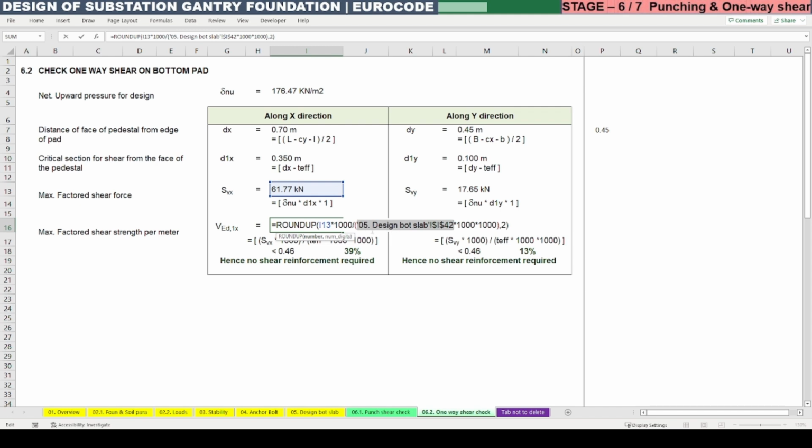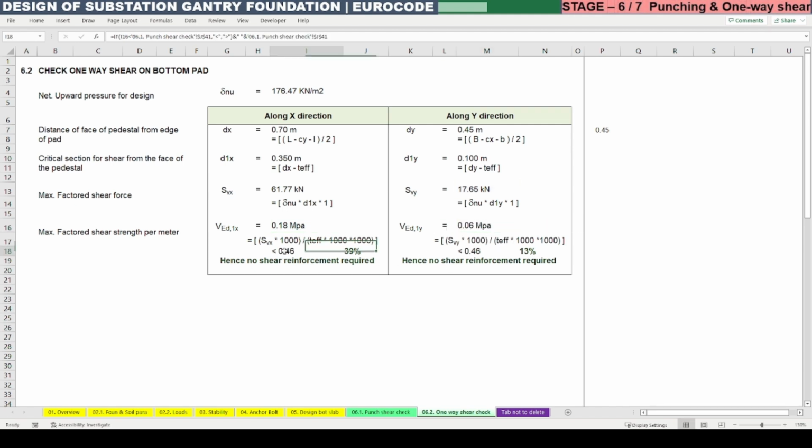So the formula is SVX into 1000, we are multiplying because we are converting kilonewton into Newton, divided by T effective, which we know is 350 mm. It was in meter, 0.35 meter, so we are multiplying by 1000, and we are going to design this one-way shear for a 1 meter span, so we are multiplying by 1000. So we are getting 0.18 in x direction and 0.06 in y direction.